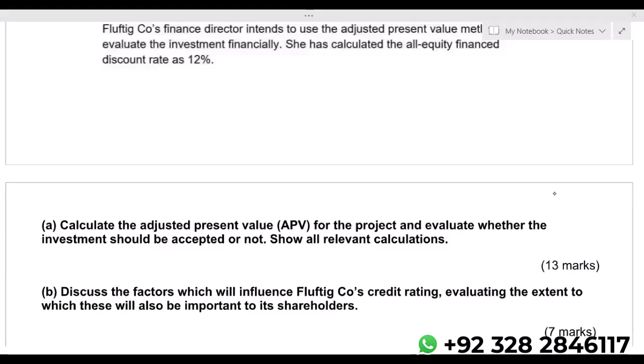Okay, students, let's read the requirement. This question is from the pre-seen mock of March 25 attempt. Calculate the APV for the project and evaluate whether investment should be accepted or not. We need to calculate APV, and we have to mention, should we accept the project or not? Obviously, if APV is positive, we should be accepting the project. If APV is negative, we are going to reject the project. Show all the relevant calculations, 13 marks.